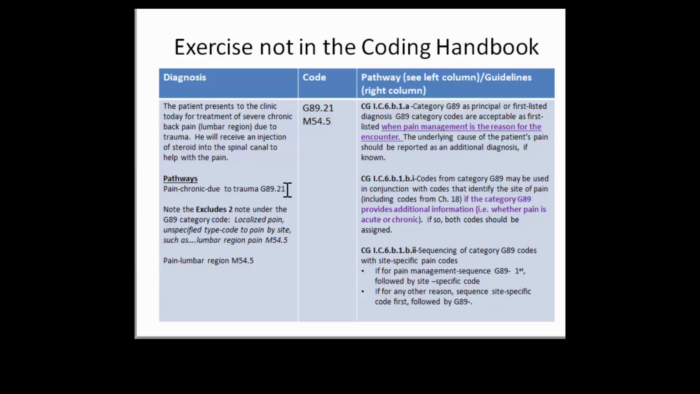The pathway is pain chronic due to trauma, pretty straightforward, but note that there is an excludes 2 note under the G89 code where you can use localized pain by site, lumbar region, and that's what we've done. As a reminder, excludes 2 notes mean you can code this code and this code. If you had an excludes 1 note, you could only code one of those things. And here's the guidelines. They are in a similar family.